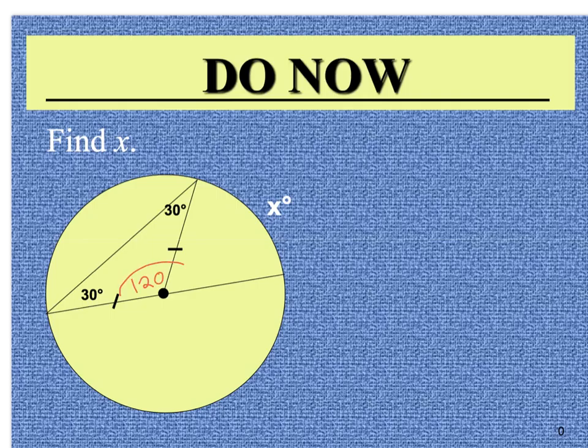And these two angles right here are adjacent to each other. Their sum is equal to 180 degrees, so I'm going to subtract 120 from 180, and I get a difference of 60. And this is a central angle, and here's the arc that it intercepts, so that means x is equal to 60 degrees.